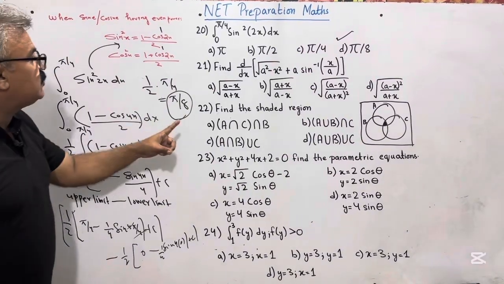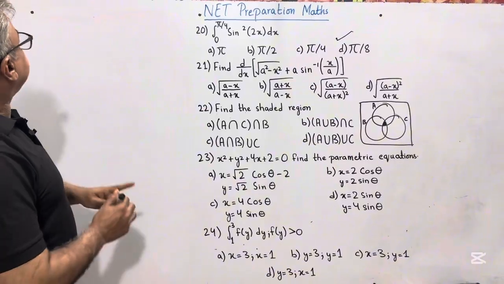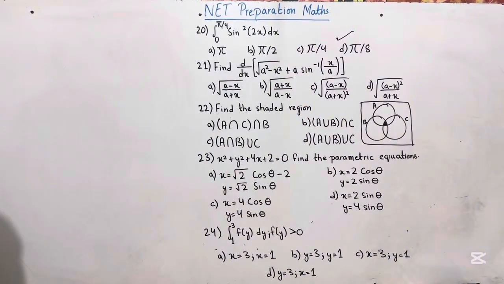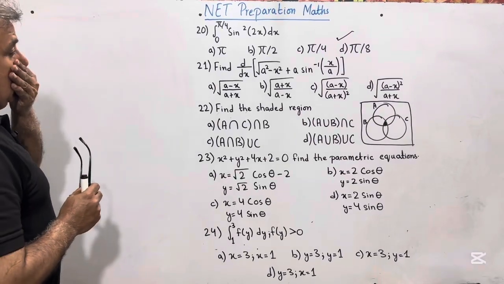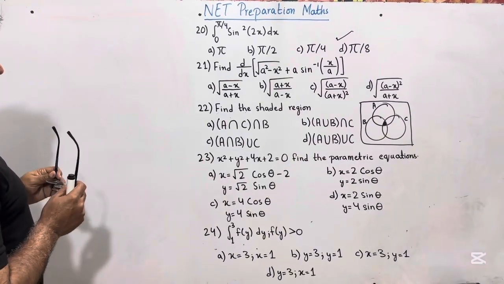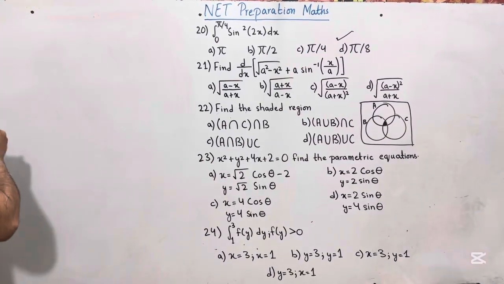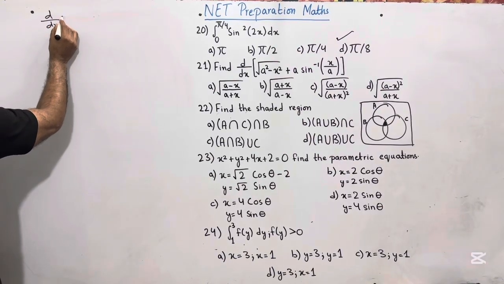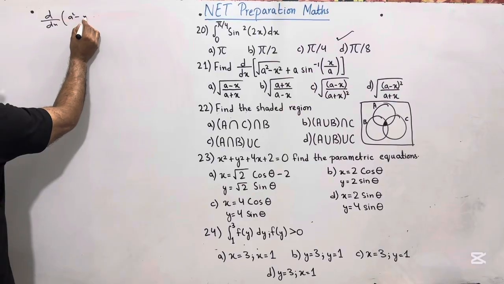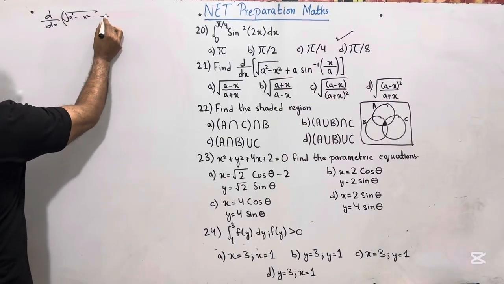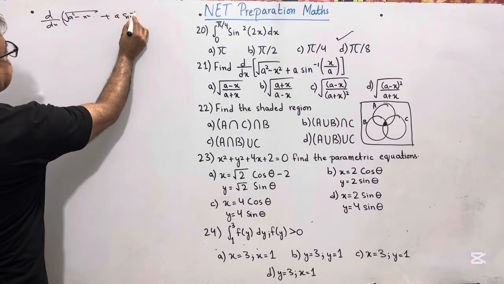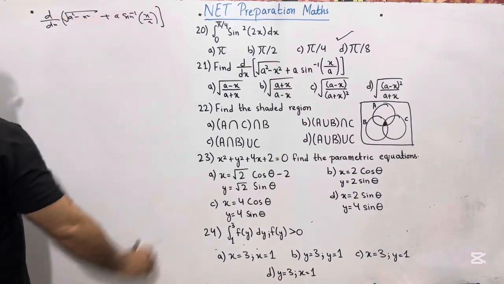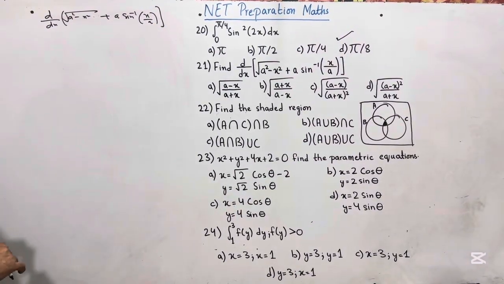Moving towards the next question, it reads: differentiation of the square root of a square minus x square plus a times sine inverse of x over a is equal to what? Differentiation of square root of a square minus x square plus a times sine inverse of x over a. We have to differentiate this one.